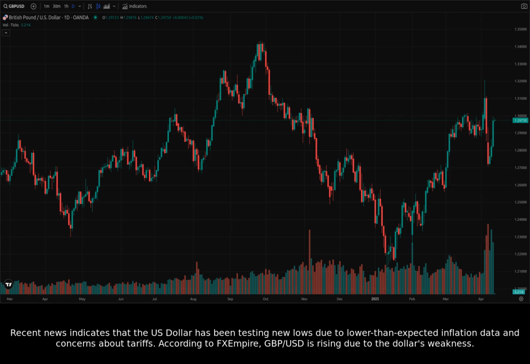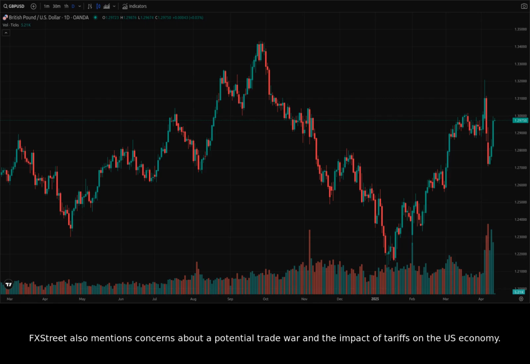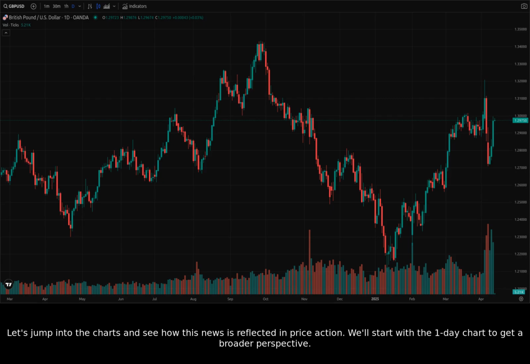and concerns about tariffs. According to FX Empire, pound sterling to US dollar is rising due to the dollar's weakness. FX Street also mentions concerns about a potential trade war and the impact of tariffs on the US economy. Let's jump into the charts and see how this news is reflected in price action. We'll start with the one-day chart to get a broader perspective.